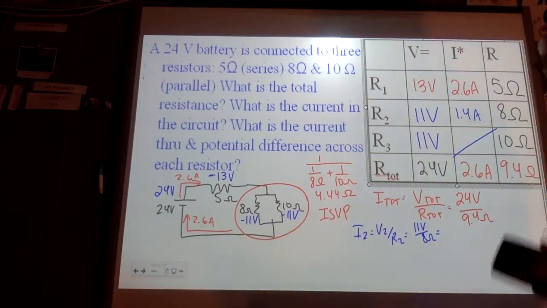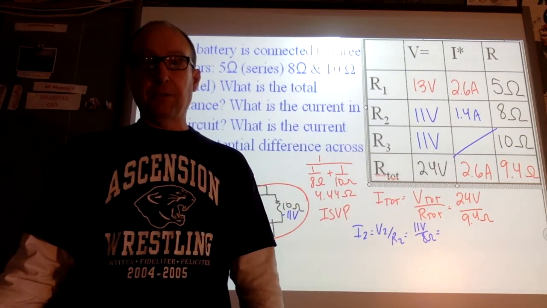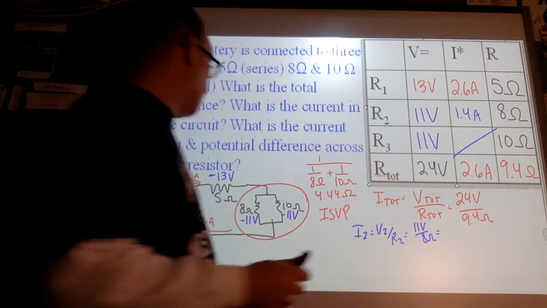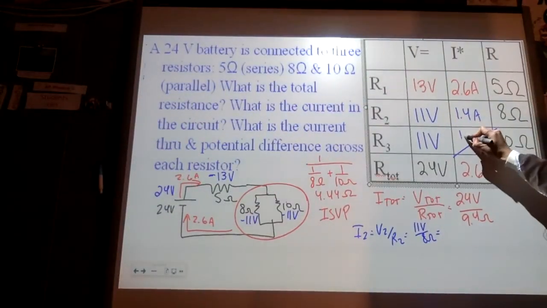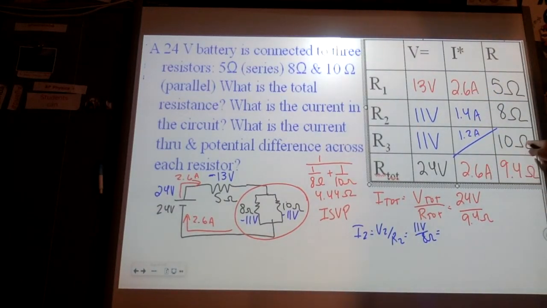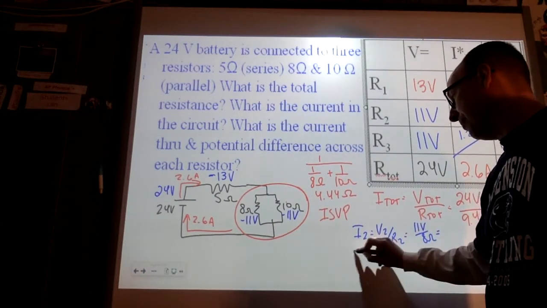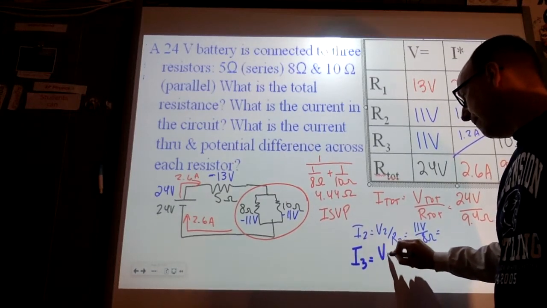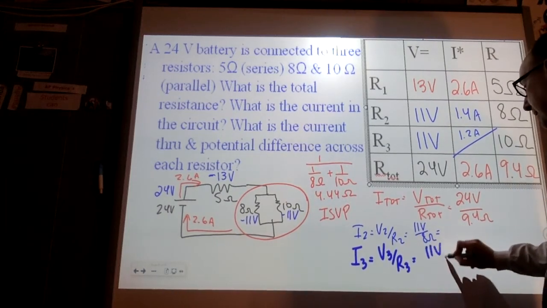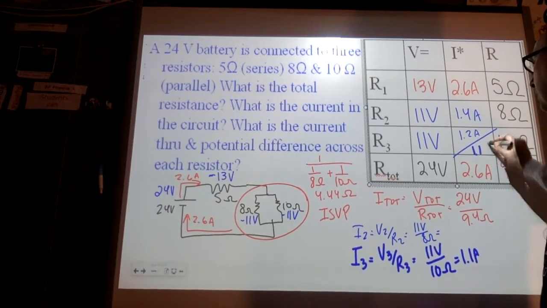And there's two ways to look at this. The current needs to be conserved. So that means that if I started with 2.6 and 1.4 went the one way, that means that 1.2 has to go the other way, because these two numbers together have to equal that. Or I could do I3, as I write V, I3 is going to be equal to V3 over R3. And this is 11 volts over 10 ohms, or 1.1 amperes.